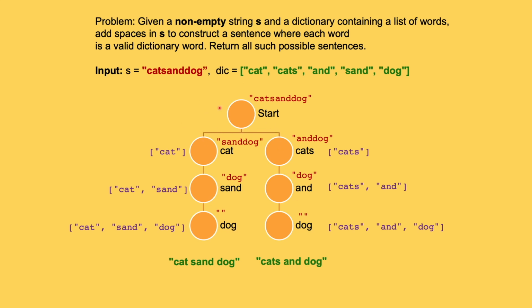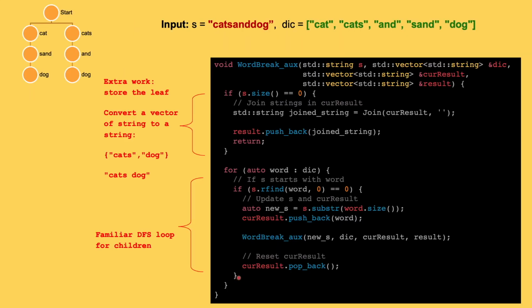So this is our very familiar and simple backtracking algorithm or DFS algorithm that evaluates all the nodes and then at the leaves stores the result. Let's code this up. We create an auxiliary function. These two are our given parameters, s and the dictionary, and then we have two auxiliary variables, current result and result.